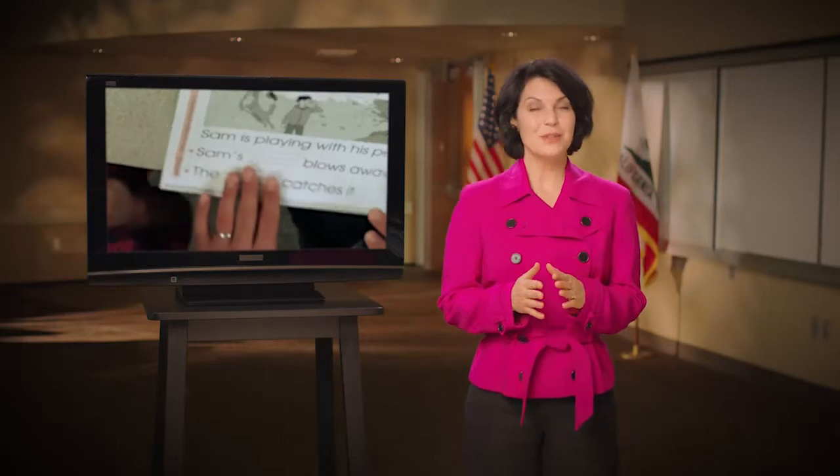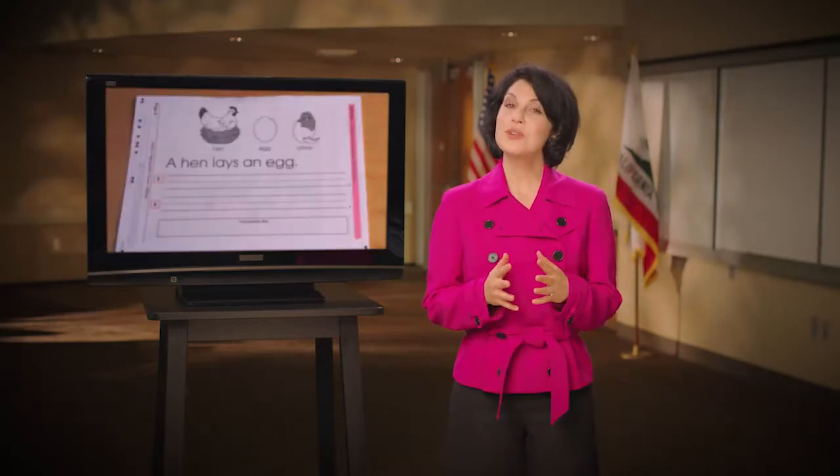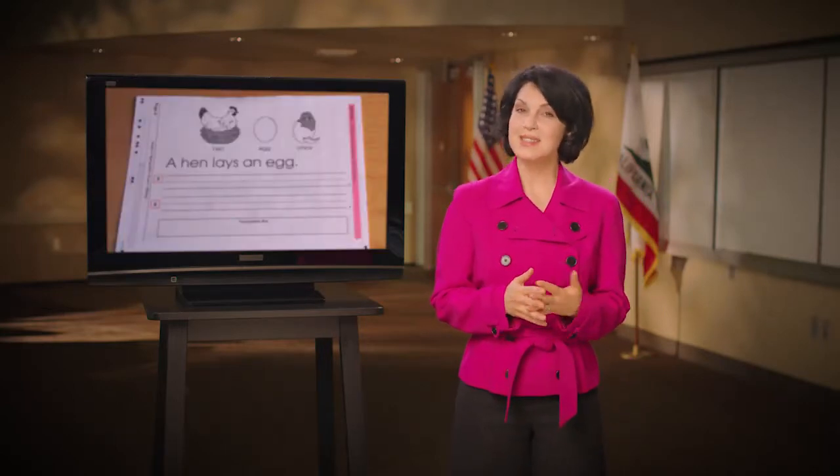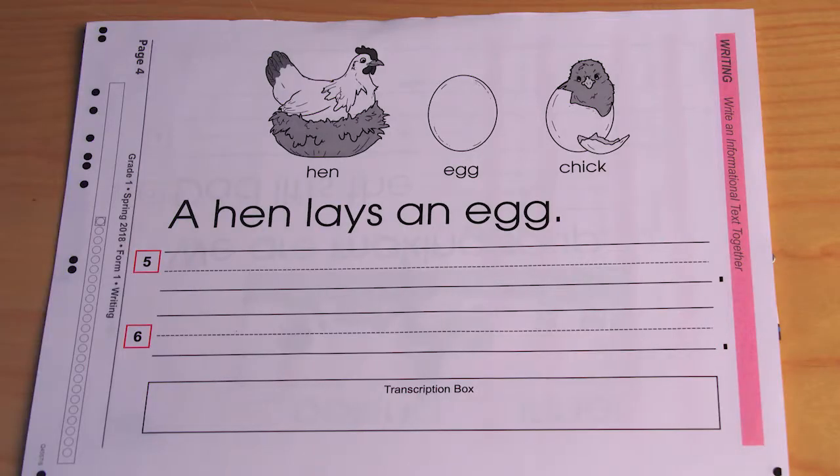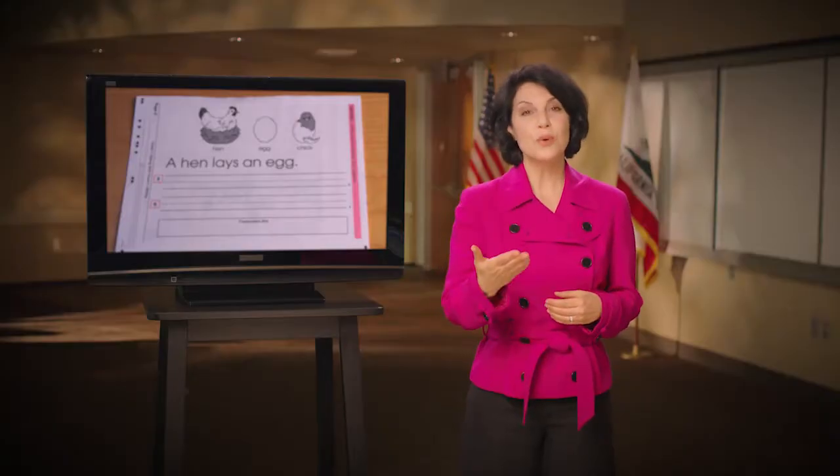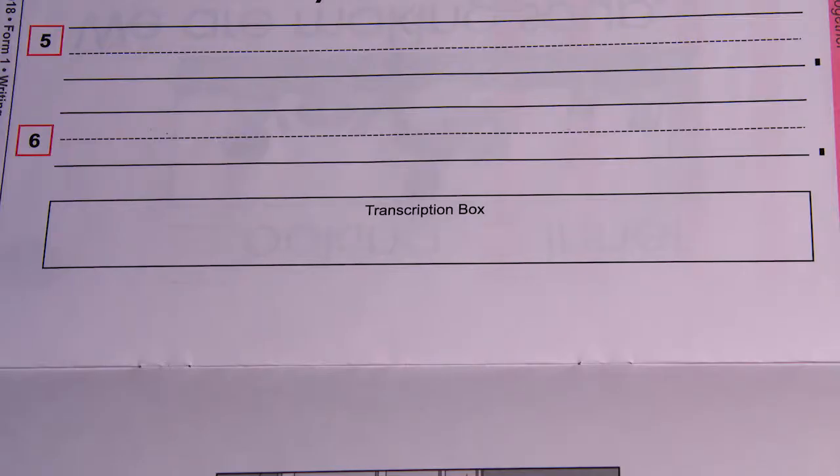Some items in the first grade writing domain require transcription of responses by the test examiner. When there's a transcription box, after the student writes a response, the test examiner says, "Read your writing to me." Write what the student says in the transcription box. Be sure to transcribe only when a transcription box is provided under the Write On line in the answer book. Let's watch a first grade student.